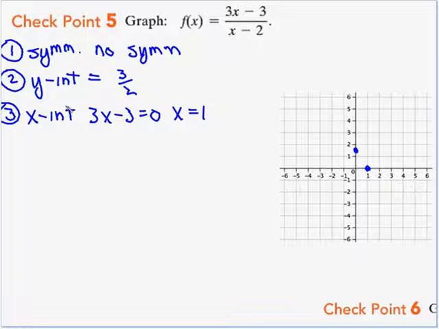Number 4, vertical asymptotes. Set the denominator equal to 0: x minus 2 equals 0. x equals 2 is a vertical asymptote. Ooh, that was supposed to be red. There we go.